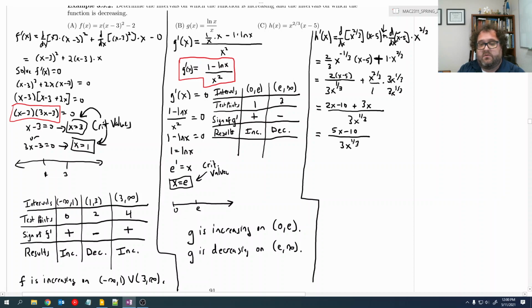So that derivative took a little more work than our others, but that's no big deal. There's our derivative, and now we need to find the critical values. That's our first step. We're only halfway through our first step, so we need to finish our critical value task, which means we need to solve h prime equals 0. And now that we have this factored form, that means we have 5x minus 10 over 3x to the 1/3 equals 0. Again, we have a quotient equals 0.